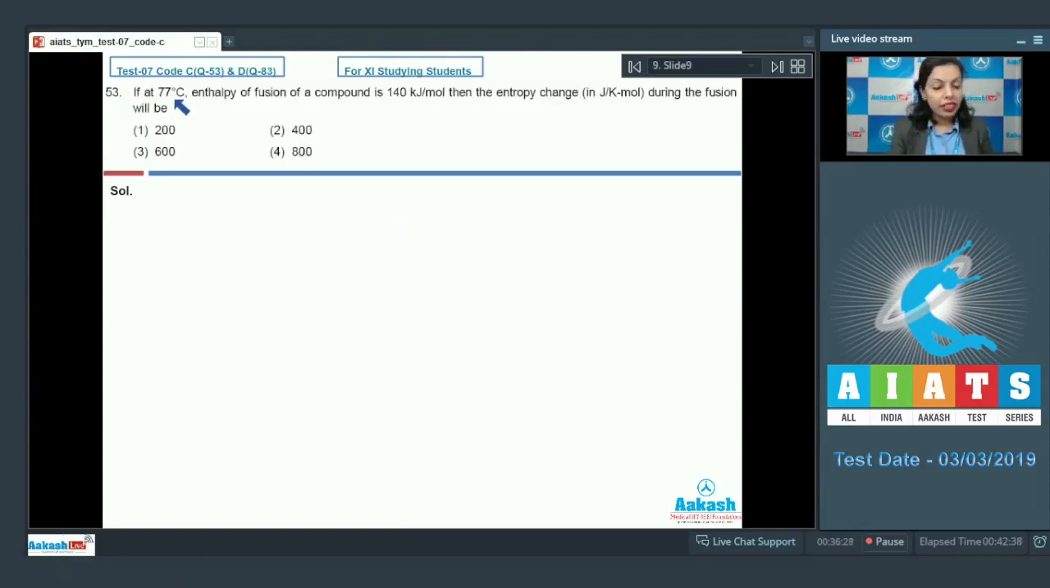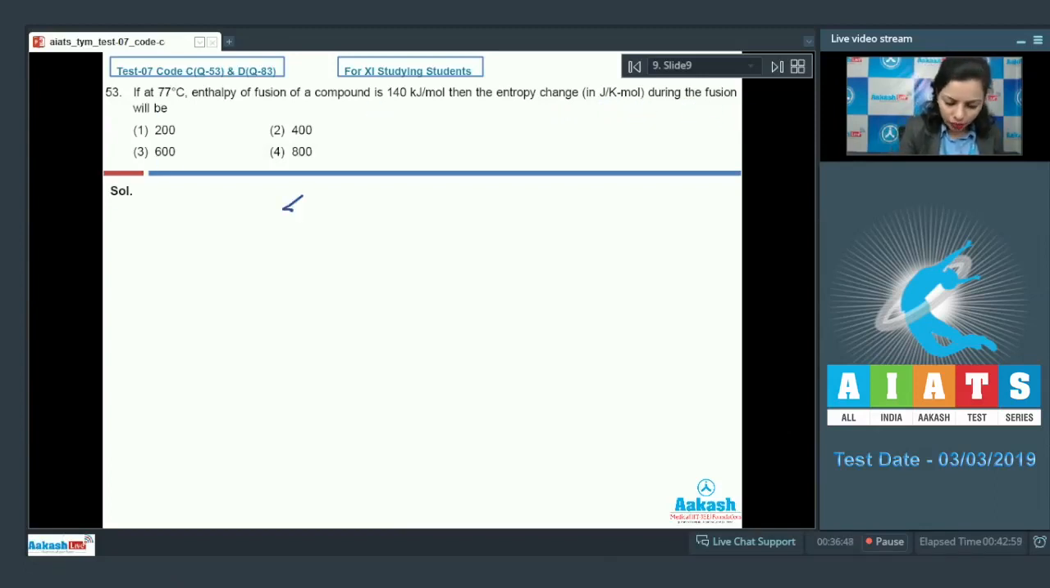If at 77 degrees Celsius the temperature is given, enthalpy of fusion of a compound is 140 kilojoule per mole. It means for 1 mole of the substance, the amount of heat absorbed for the process of fusion is 140 kilojoule. Then the entropy change in joule per Kelvin mole during the fusion will be.